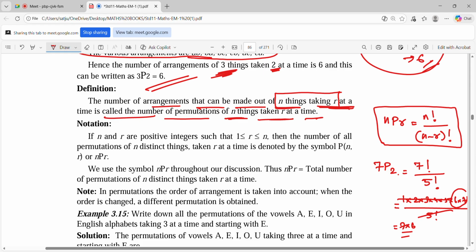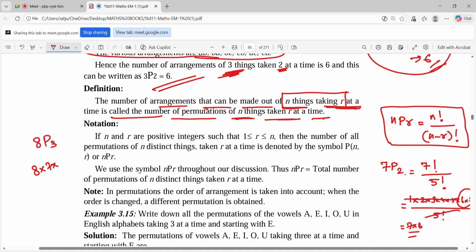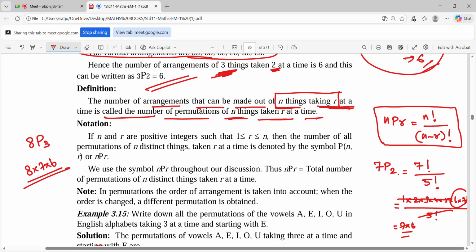Getting everyone? Remember in a simple manner. Listen, suppose 8P3 means from 8 you have to move 3 places: 8 into 7 into 6. Three places, not up to 3. You have to move up to 3 places only. Guys, getting? Not up to 3, but 3 places.